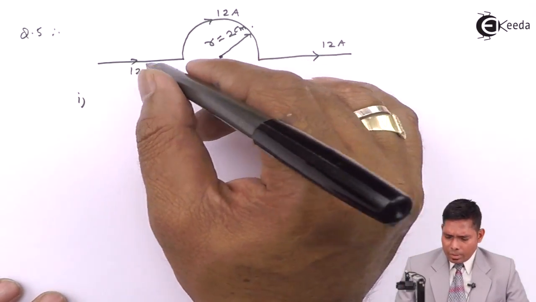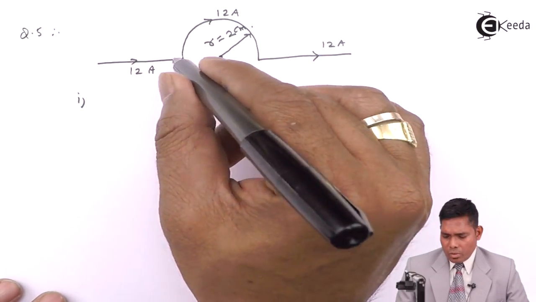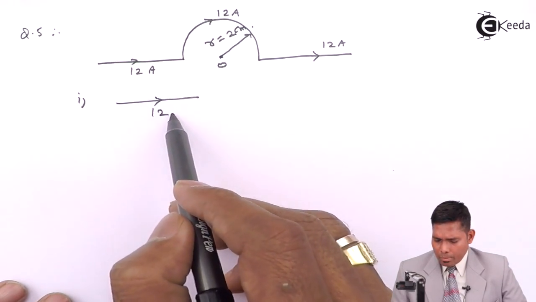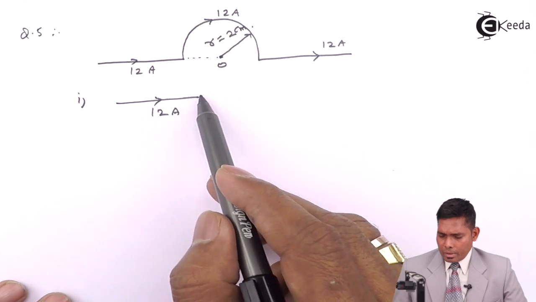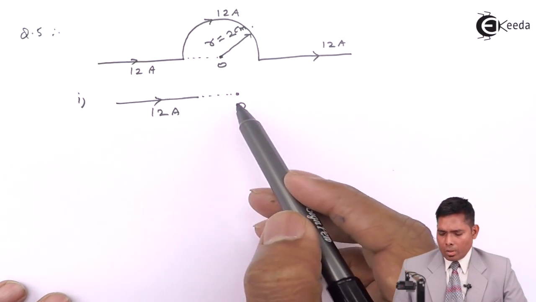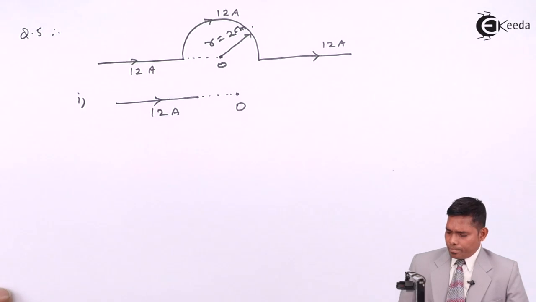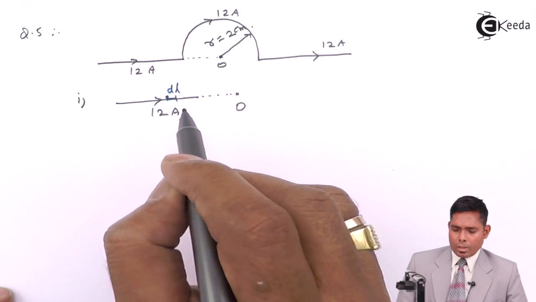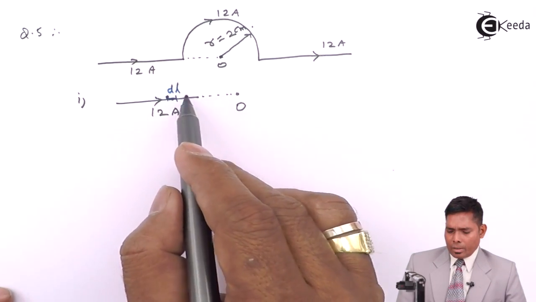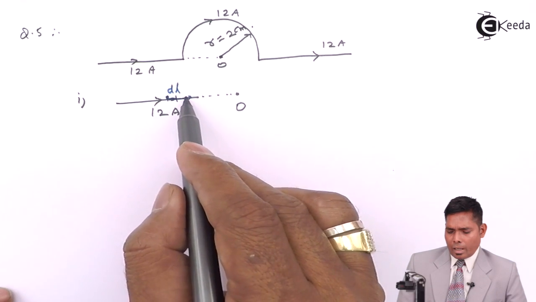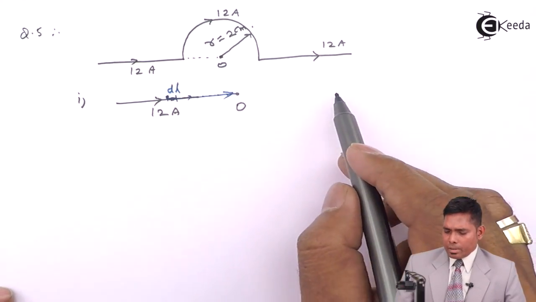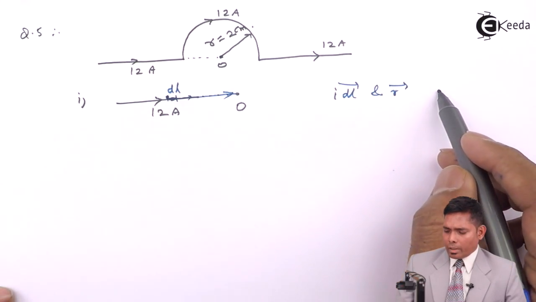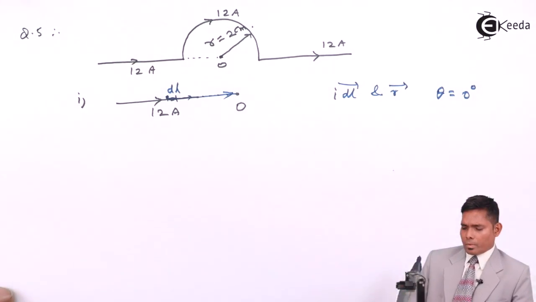Now the first question is, what is the contribution of magnetic field at O due to the straight part of the conductor? You can see that the straight part of the conductor carries the current 12 ampere. If you extend it further, you will get a point O. If I choose any element here of length dl, that dl element is in this direction, and r also is in this direction. So the angle between the I dl vector and the r vector, theta, is 0 degree.